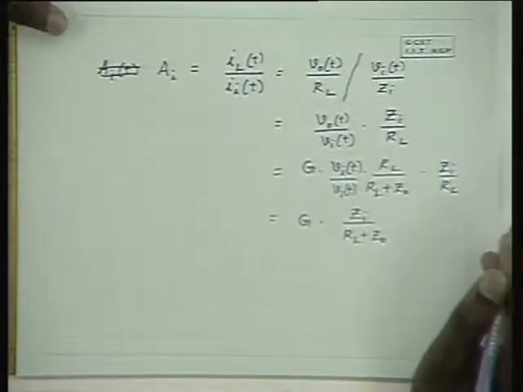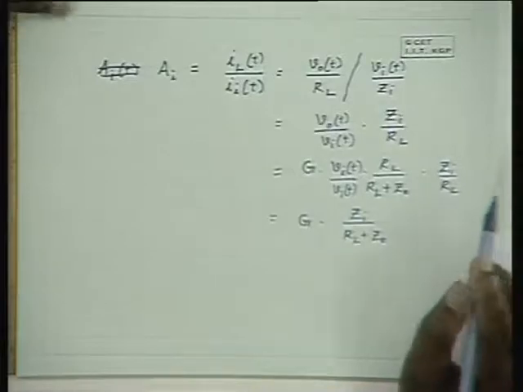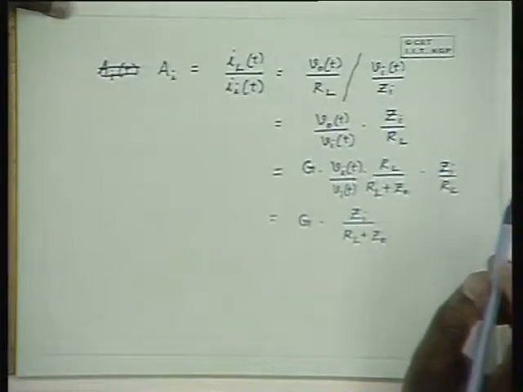Once you know the concept of input impedance, output impedance, current gain and voltage gain, the problem boils down to simple analysis. The problem of finding the gains boils down to a simple analysis of this type. Any questions?